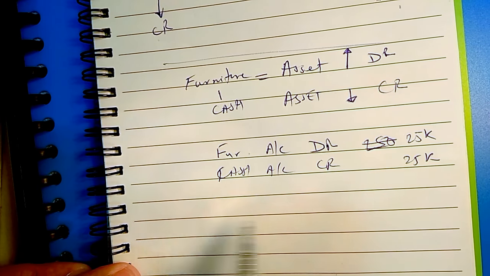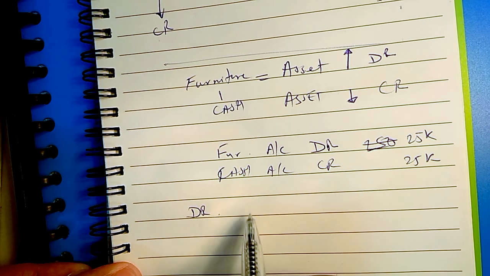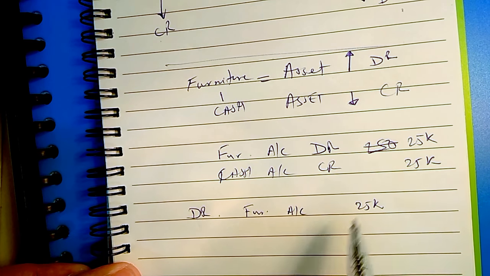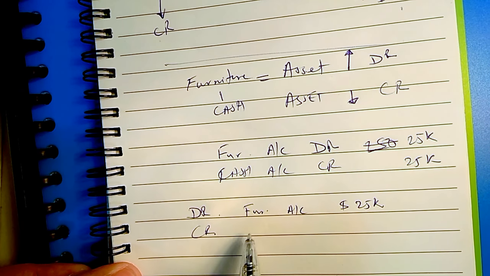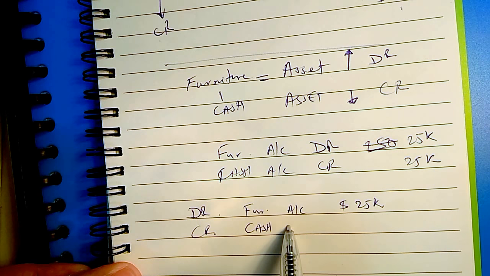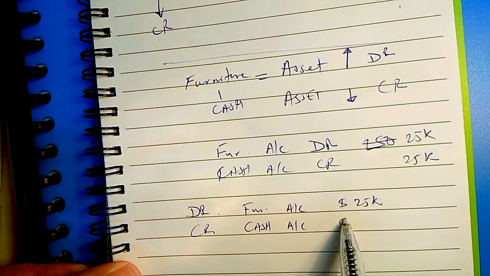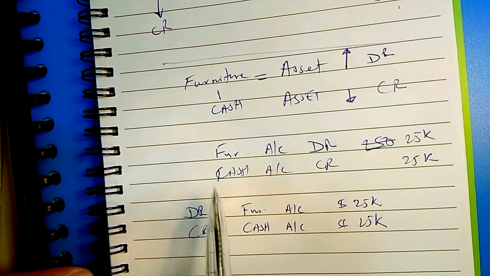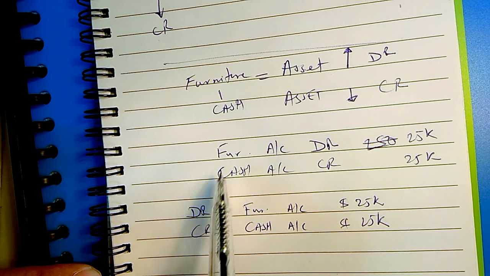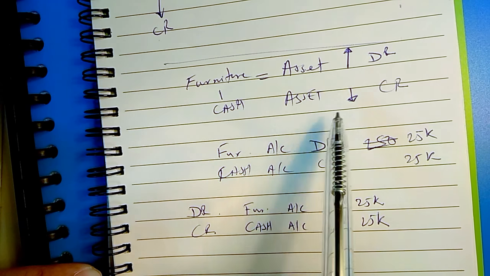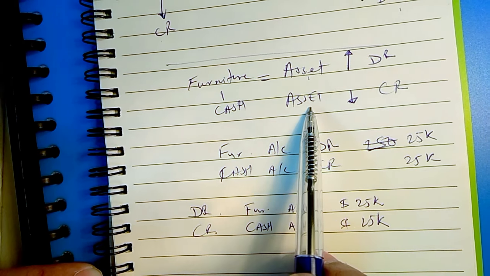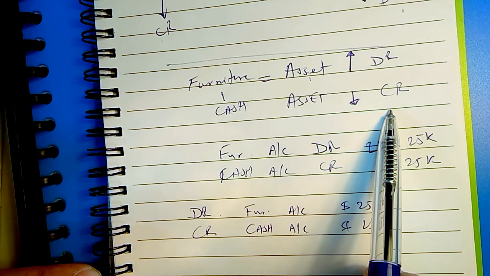You can also write it this way: debit furniture account 25K, credit cash account 25K. It doesn't matter, but what you need to understand is whether it's right or wrong. See, furniture is an asset, going up is a debit; cash is a current asset, going down is a credit.